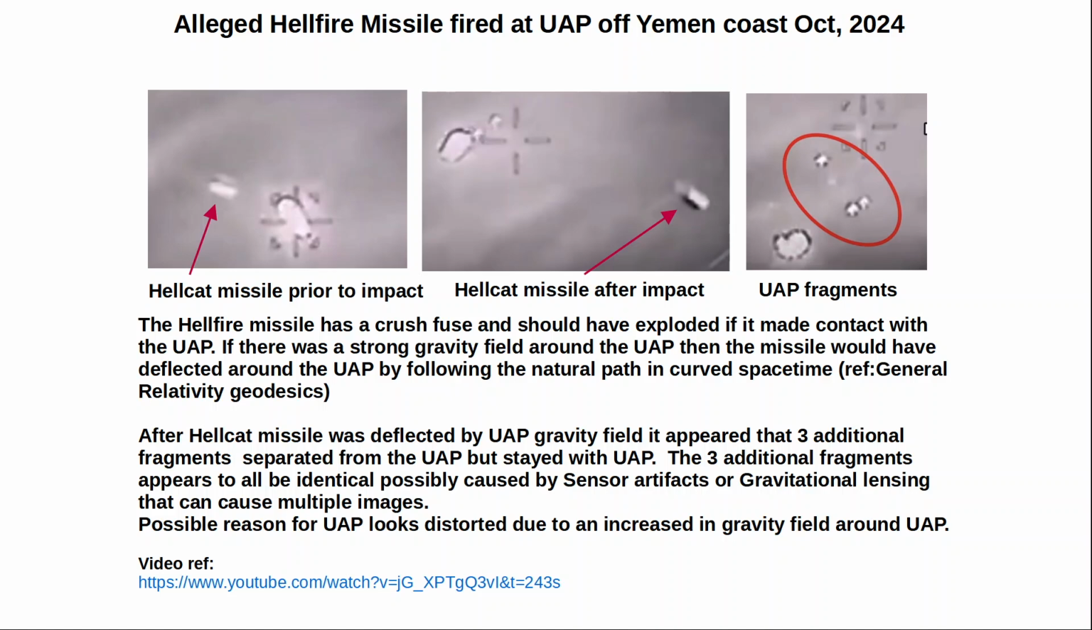After the Hellfire missile was deflected by the UAP gravity field, it appears that three additional fragments separated from the UAP but stayed with the UAP. The three additional fragments appear to be all identical, possibly caused by sensor artifacts or gravitational lensing that can cause multiple images. A possible reason for the UAP looking distorted is an increase in gravity field around the UAP. These are just some possibilities.